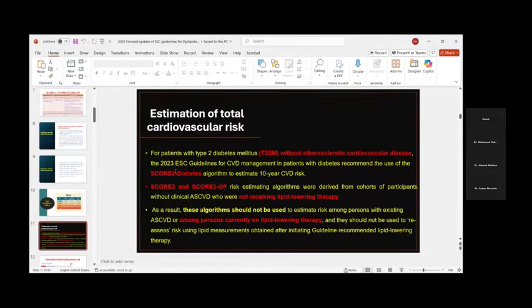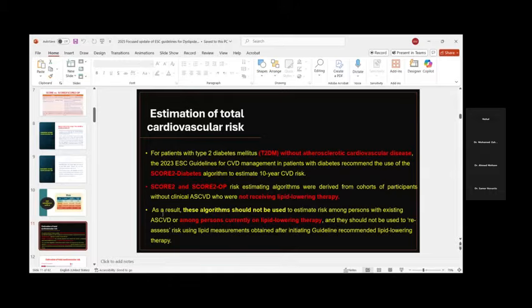So, for patients with type 2 diabetes without atherosclerotic cardiovascular disease, the guidelines recommend the use of SCORE2-Diabetes to estimate the 10-year risk. It should be noted that SCORE2 and SCORE2-OP estimating algorithms were derived from cohorts of participants without clinical atherosclerotic cardiovascular disease who were not receiving lipid-lowering therapy.